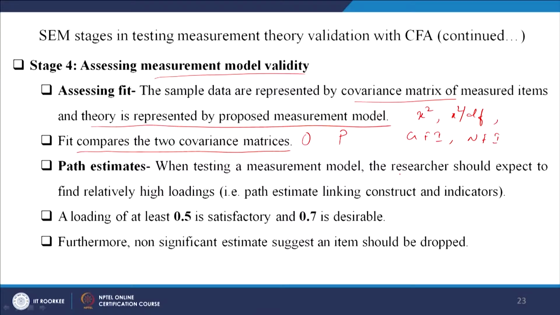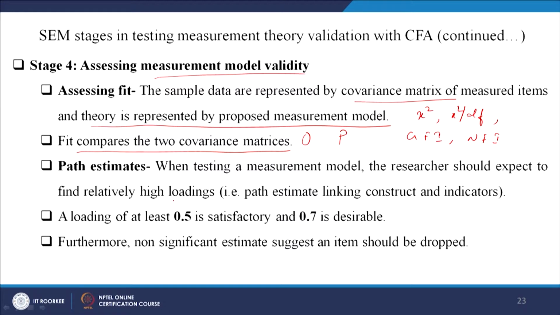As you can see, I have mentioned here, it compares the two covariance matrices. Which two covariance matrices am I talking about? The observed and the predicted or the expected. Path estimates: when testing a measurement model, the researcher should expect to find relatively high loadings, right. Now, this is very important. That means your loading should be very high.